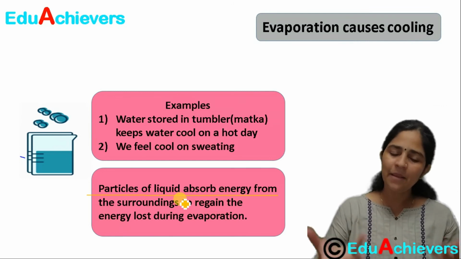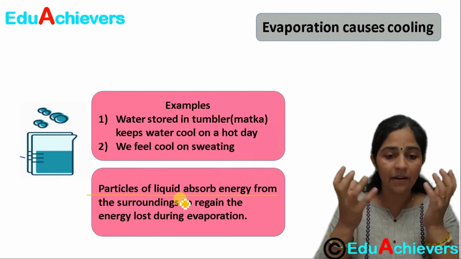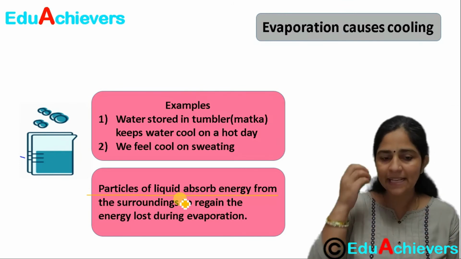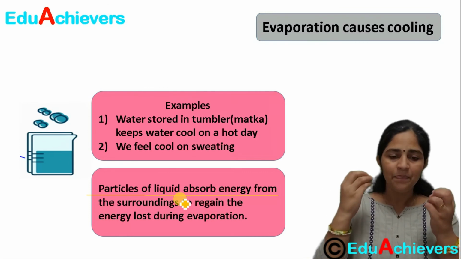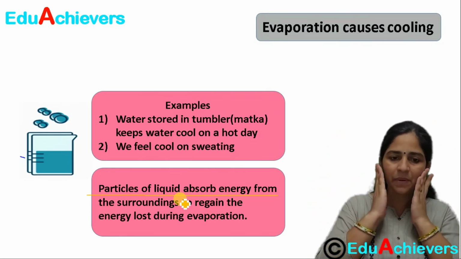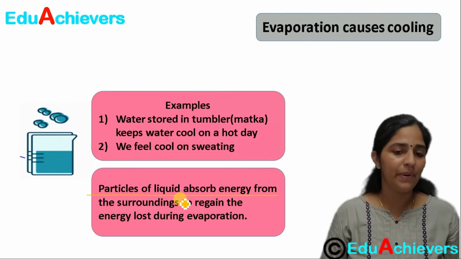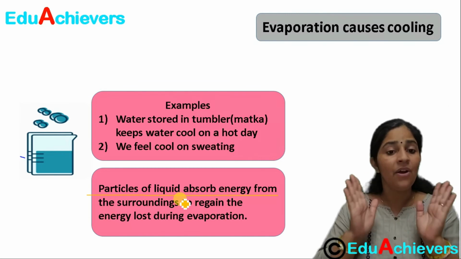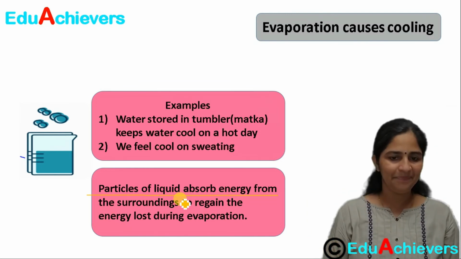The same is true for our body. Whenever we sweat, our sweat glands release sweat, which is mostly water, on our skin. The water on our skin absorbs the heat which falls on us from the sun and evaporates, leaving our skin cool. And that's how evaporation causes cooling.